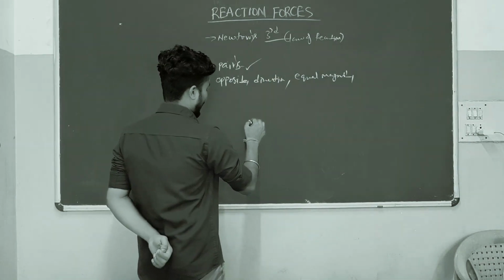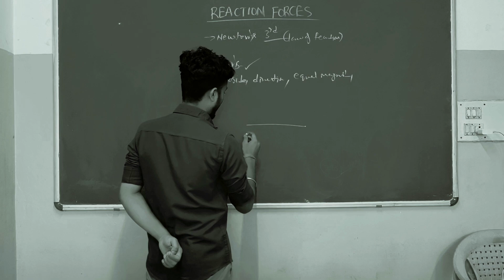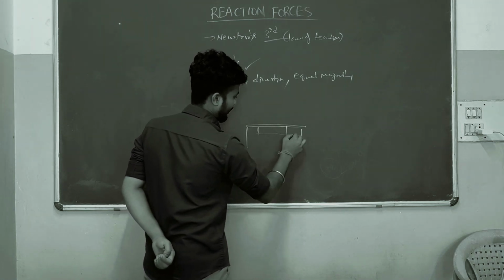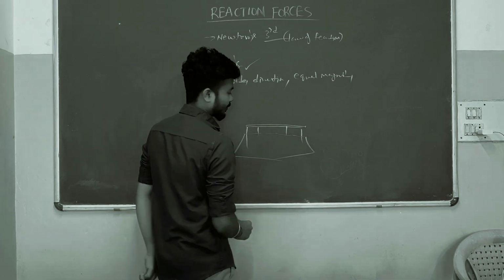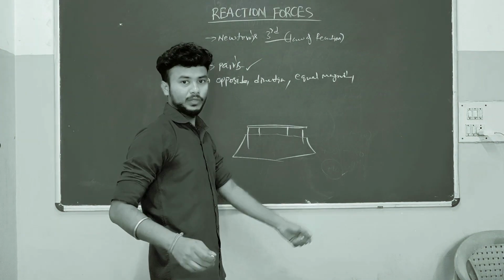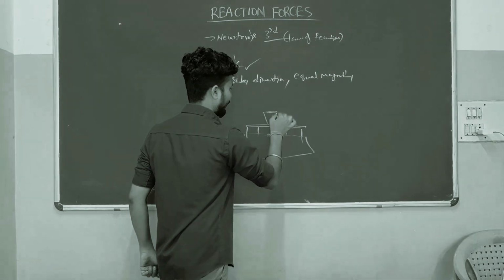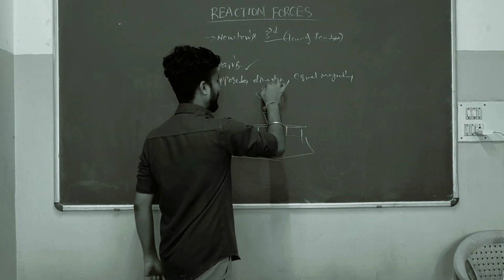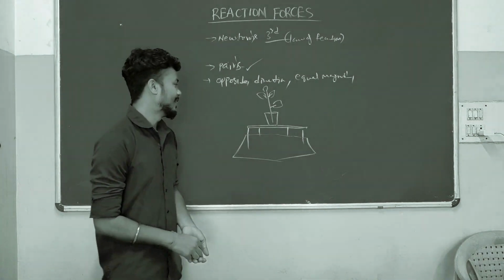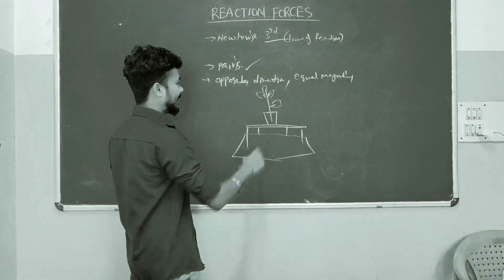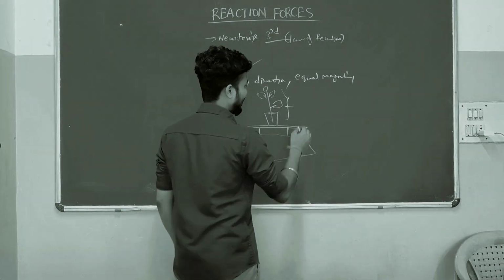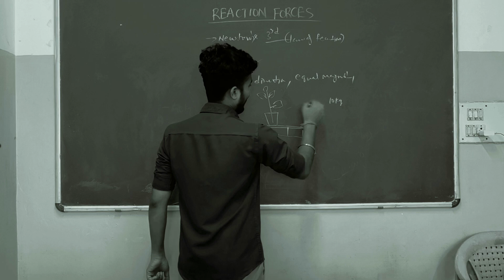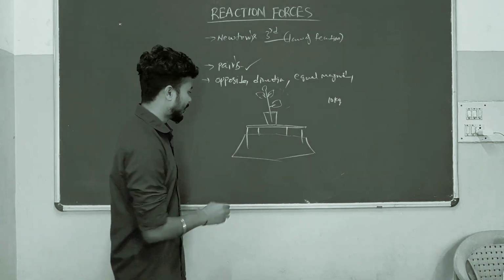For example, to understand this, suppose here we are having one table. So imagine this is our table. On this table, suppose we are going to keep one flower vase, one small tree. So something we kept here. Now the weight of this object is, suppose, 10 kg. Remember 10 kg.